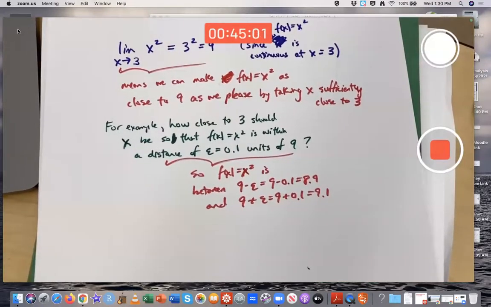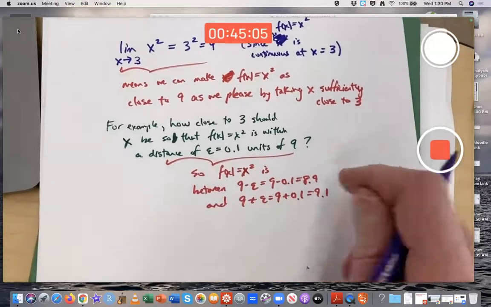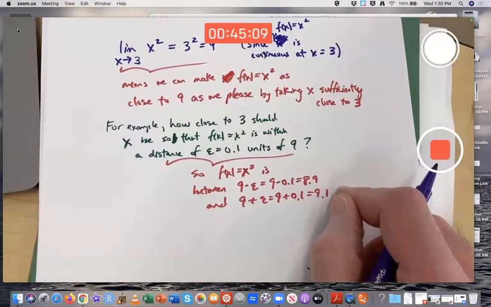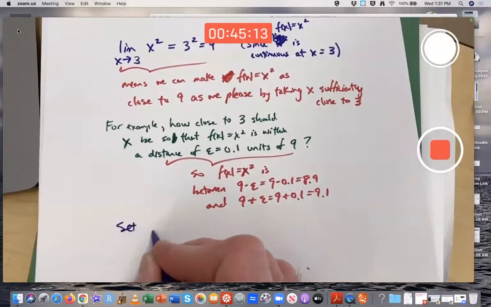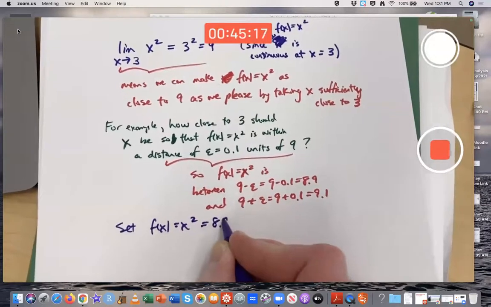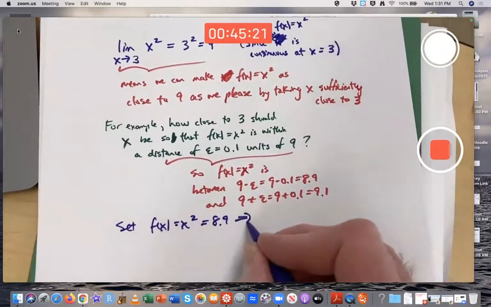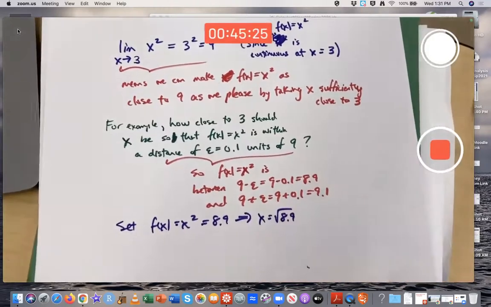I could try to figure out what values of x give me an output of 8.9 and 9.1? If I set f of x equal to 8.9, what is x? Well, it would be the square root of 8.9, which should be just a little less than 3.